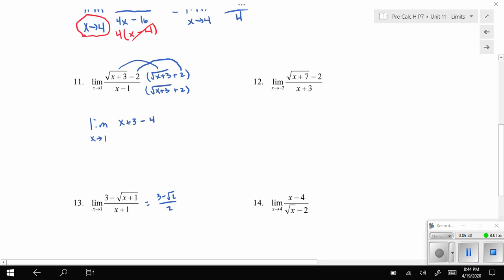So when I combine that, the top really is just x minus 1, and the bottom is x minus 1 times the conjugate. So again, I'm not going to distribute that together, based off the fact that that told me I'm probably going to have an x minus 1 that cancels. So now this is the same as the limit as x goes to 1 of 1 over radical x plus 3 plus 2. And if I plug in 1 into that, I get 1 over radical 4 plus 2, so I get a fourth.